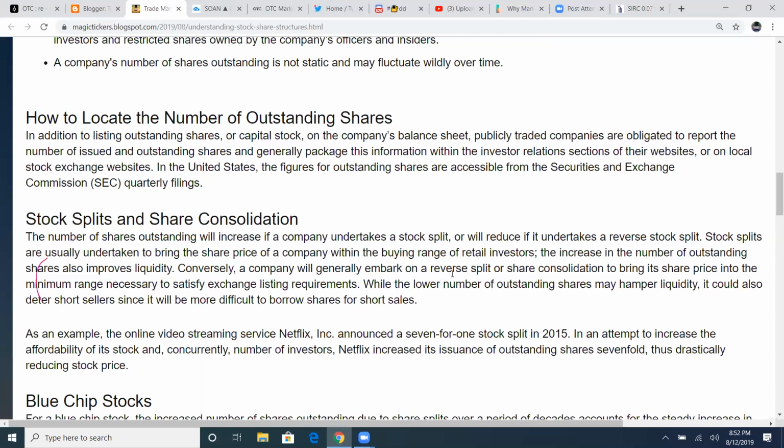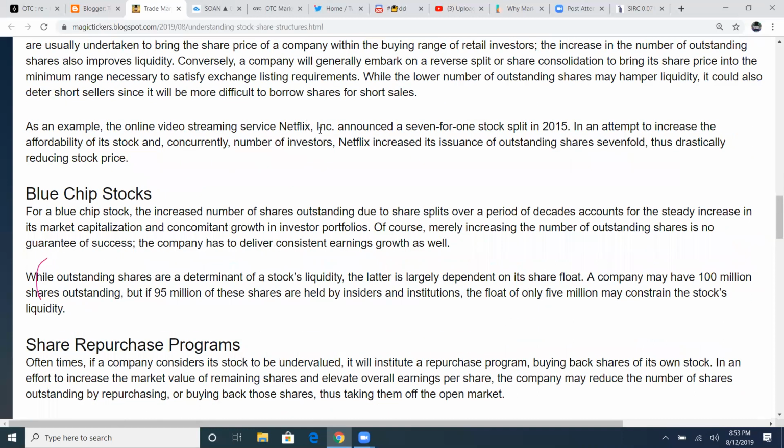Conversely, a company will generally embark on reverse splits or share consolidation to bring its share price into the minimum range necessary to satisfy exchange listing requirements, like the QB. While the lower number of outstanding shares may hamper liquidity, it could also deter short sellers, since it will be more difficult to borrow shares for short sales. As an example, the online video streaming service Netflix announced a 7-for-1 stock split in 2015 in an attempt to increase the affordability of its stock and concurrently number investors. Netflix increased its issuance of outstanding shares 7-fold, thus drastically reducing the stock price.